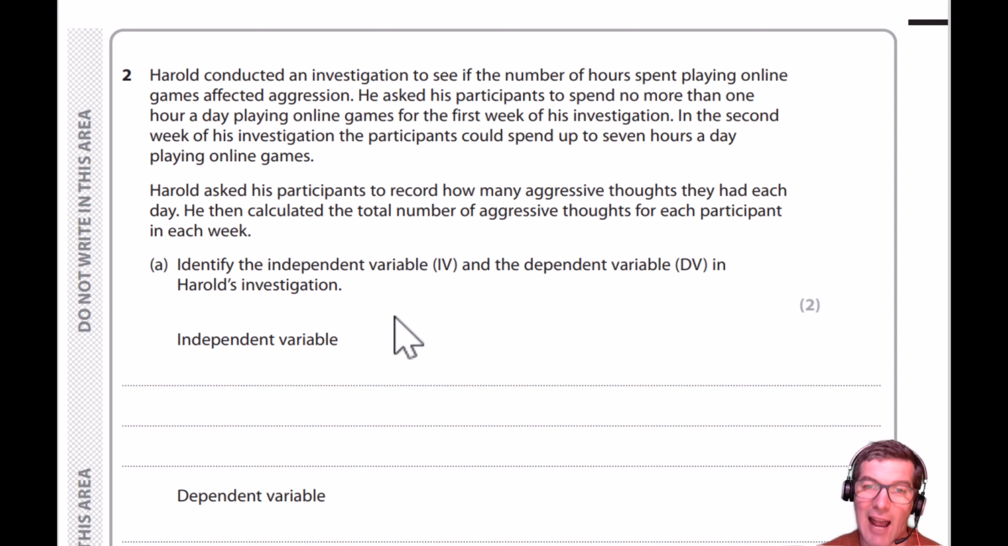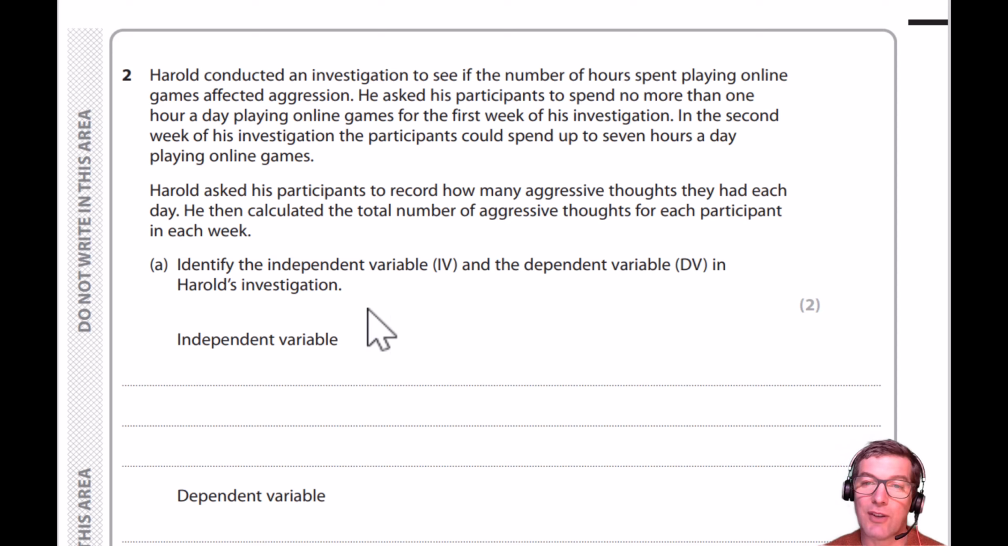So Harold conducted an investigation to see if the number of hours spent playing online games affected aggression. He asked his participants to spend no more than 1 hour a day playing online games for the first week of his investigation. In the second week, the participants could spend up to 7 hours a day playing online games. Harold asked his participants to record how many aggressive thoughts they had each day. He then calculated the total number of aggressive thoughts for each participant in each week.